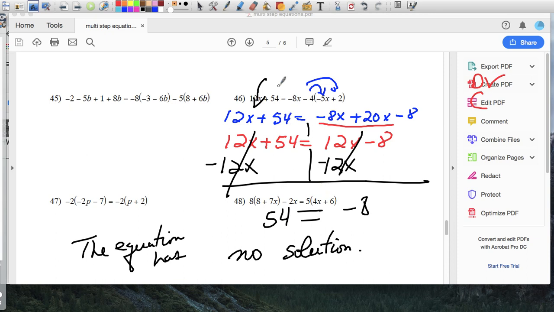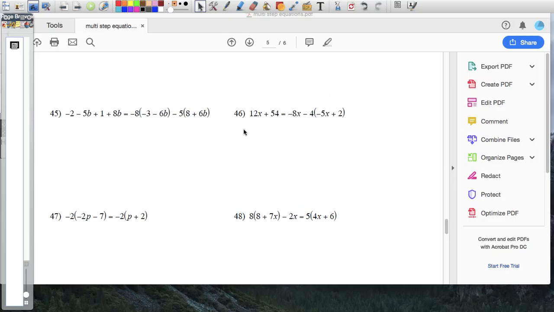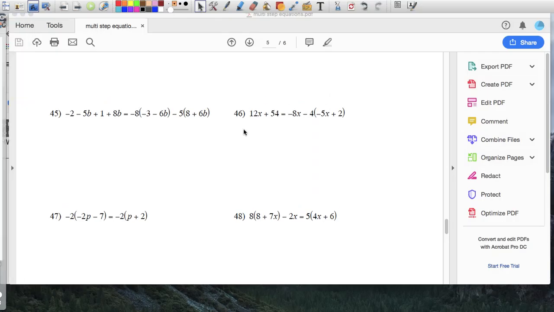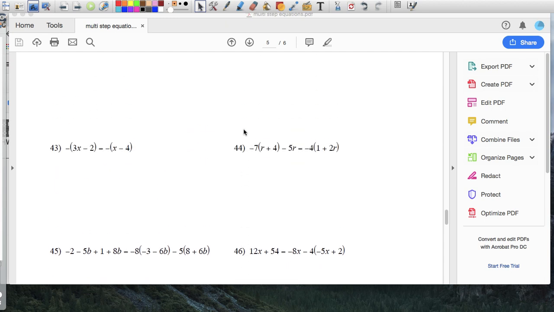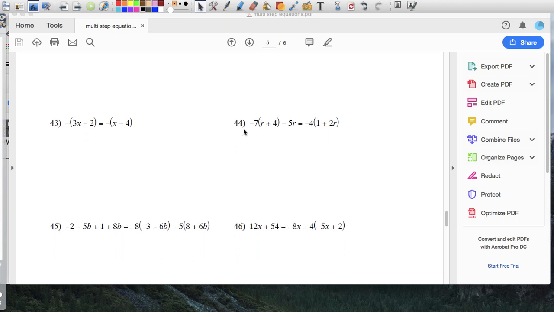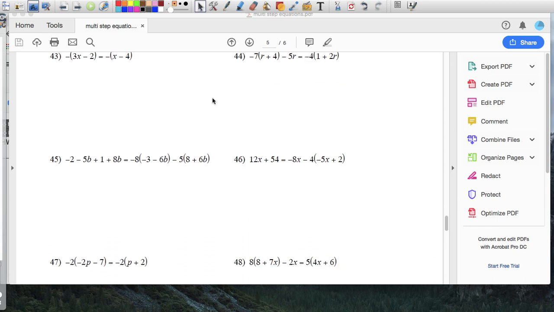What number is this? 46. Did I? 46. I got 44. Just 1 second. 47 and 44. We'll also be doing 49, 46 for day 3. Alright, it's a little bit messy, but I am going to leave it as it is. Okay?